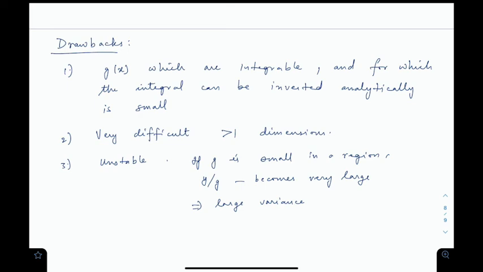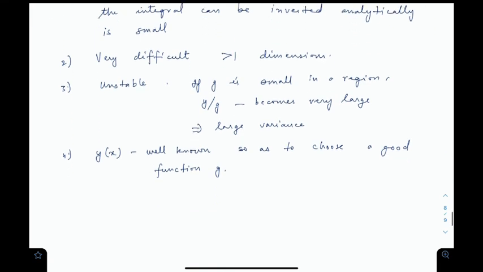Now lastly, y of x itself should be well known in order to choose a good function G. Although one advantage of this method is that the singularities in y of x can be removed by choosing a g of x having the same singularities.